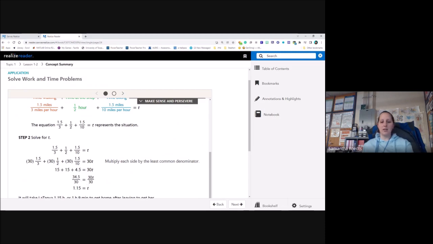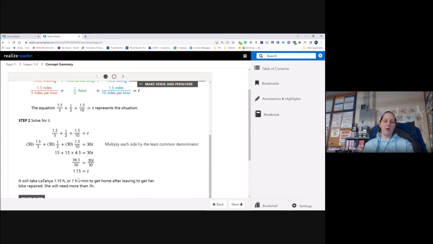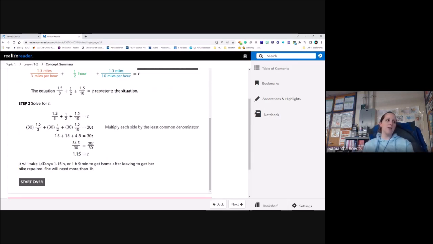I divide both sides by 30. I get T equals 1.15. It will take LaTanya 1.15 hours, or 1 hour and 9 minutes, to get home after leaving to get her bike repaired. So she'll need more than an hour to get home.